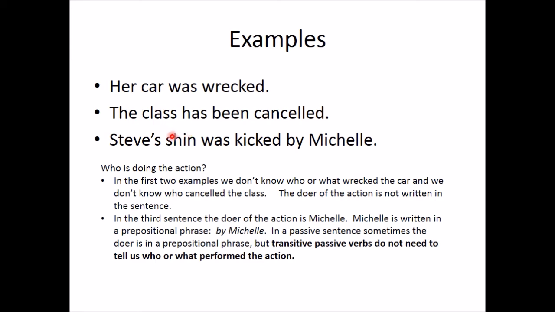Same with Steve's shin. The shin is the subject. It was kicked, right? So it is receiving the kick. This shin receives the kick. That's the action. And this noun shin here is the subject. Now, in this case, we know who kicked it. That was Michelle. You know, she's always kicking Steve for some reason. But we only know the doer because of the prepositional phrase.